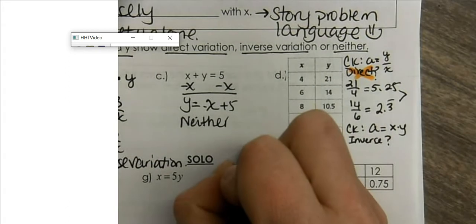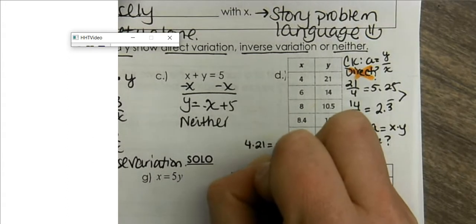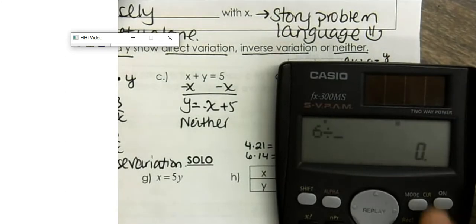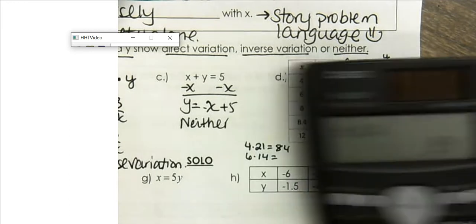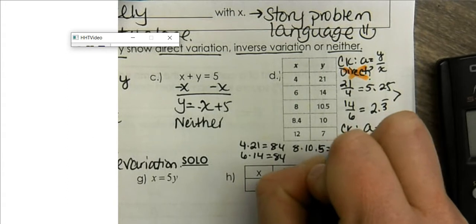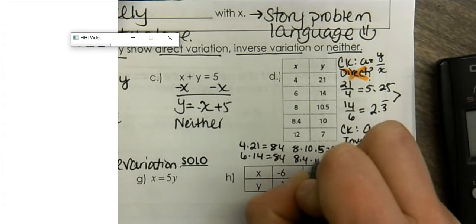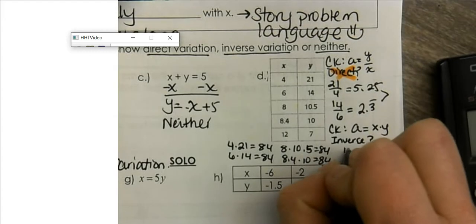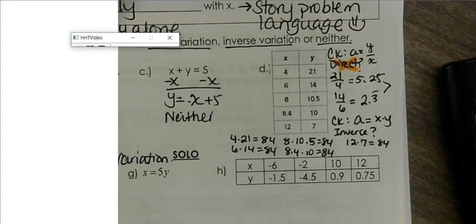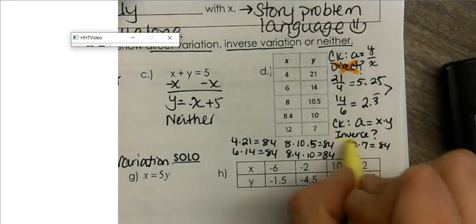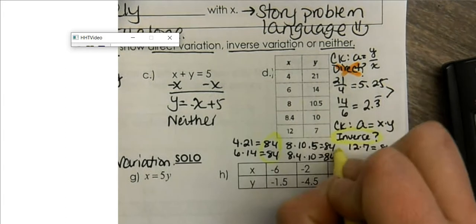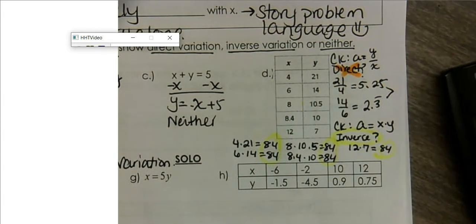I'm going to see if 4 times 21 is equal to 84. 6 times 14, well, let's put that into our calculator. 6 times 14, that is 84. And I have 8 times 10.5, I can see that that's going to be 84. And 8.4 times 10, I can see that that's going to be 84. And I know from my multiplication facts that 12 times 7 is equal to 84. 84, 84, 84, 84. So yes, this is indeed inverse variation. That's exactly what it is. And my a value is going to be 84 because all of my products ended up equaling that number.